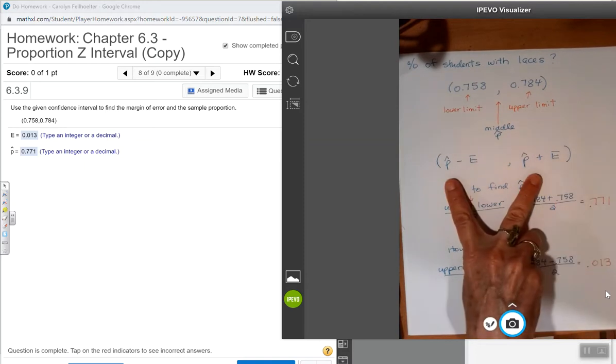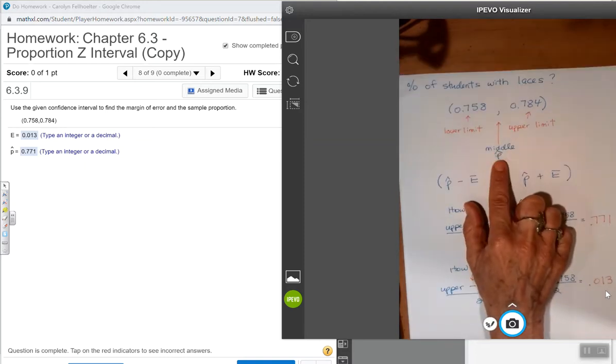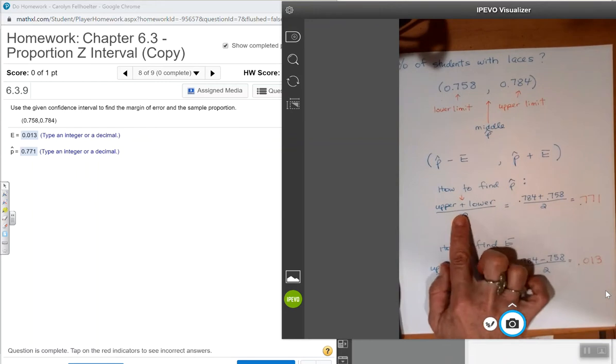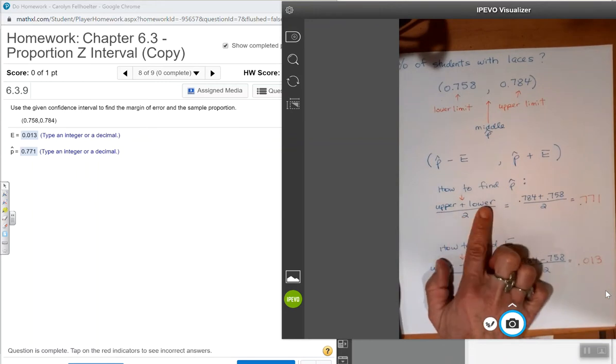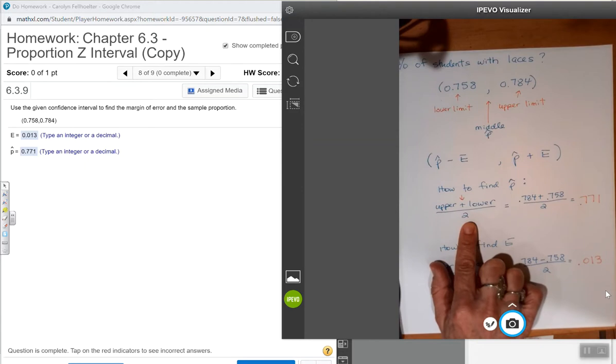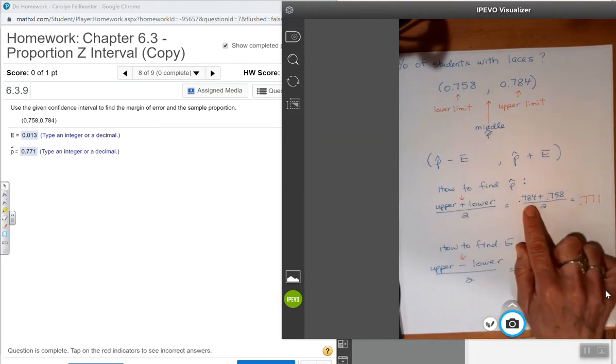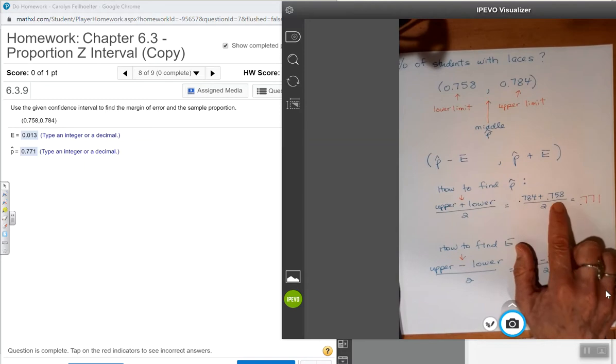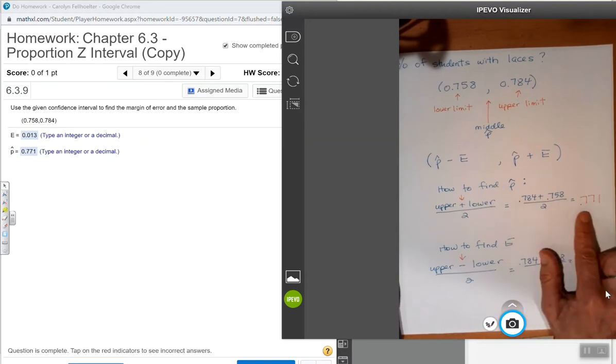So let's get p hat. P hat's precisely in the middle here. So how do we find the middle? That's just you add the upper plus the lower limit, divide it by 2, divide it in half. So that's adding your upper limit, 0.784, plus your lower limit, dividing that by 2. So that's where I got the 77.1%. So this is p hat.